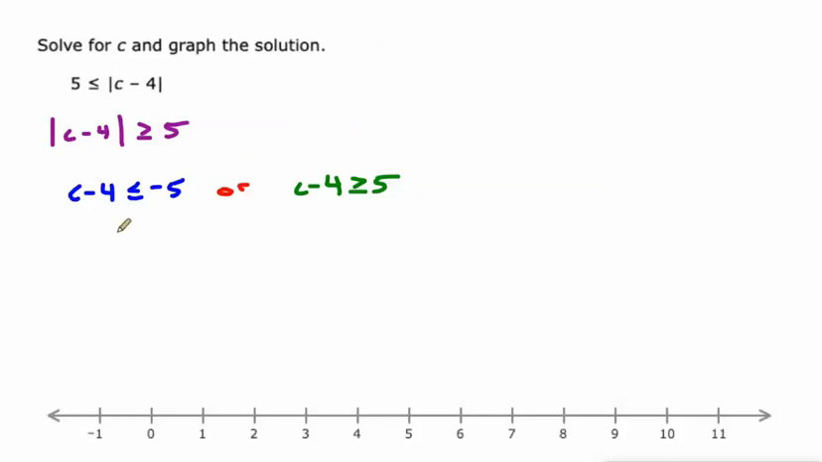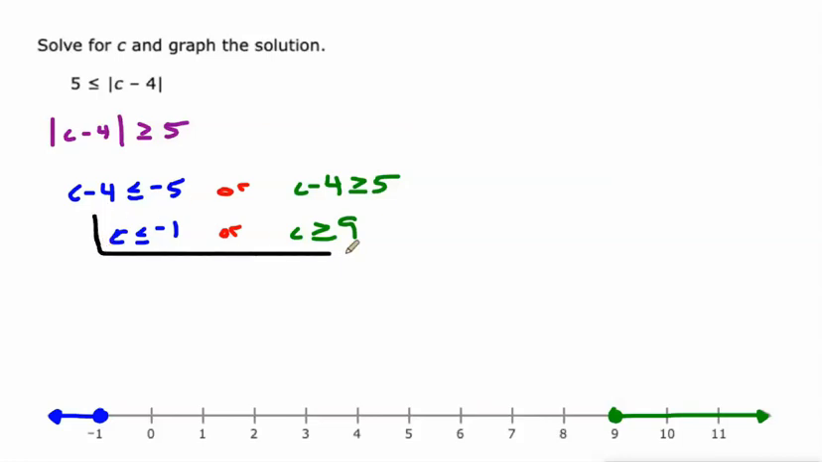All right, so this one on the left, I'll add 4 to both sides, and I get c is less than or equal to negative 1. So or equal to is a closed dot, less than, arrow to the left. And then this one on the right, or this green inequality, I'll solve it by adding 4 to both sides. And that gives me c is greater than or equal to 9. So again, a closed dot at 9 and an arrow to the right. So that is how you graph this solution set right here.